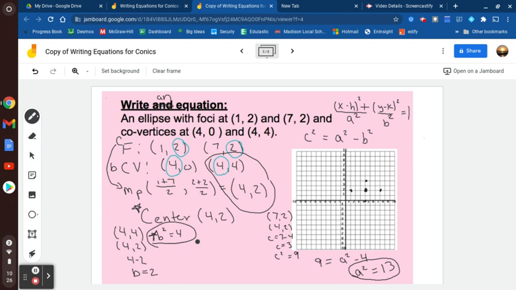So I've got my a squared, my b squared, and my center. Let me put the whole equation together and then we'll go back through it. I need the center, the b squared, and the a squared. So I'm going to have x minus 4 squared over a squared, that's 13, plus y minus 2 squared over b squared, which is 4, equals 1.